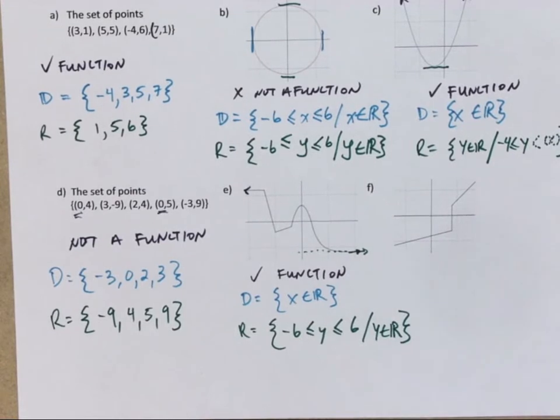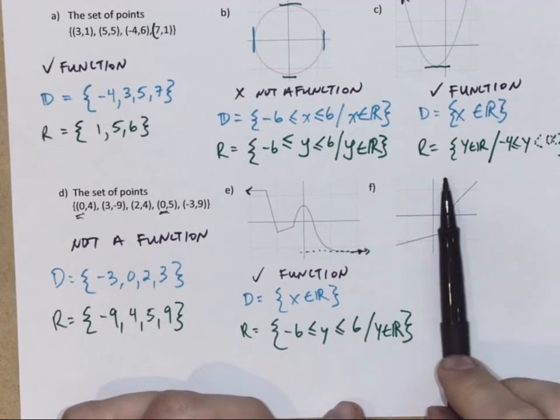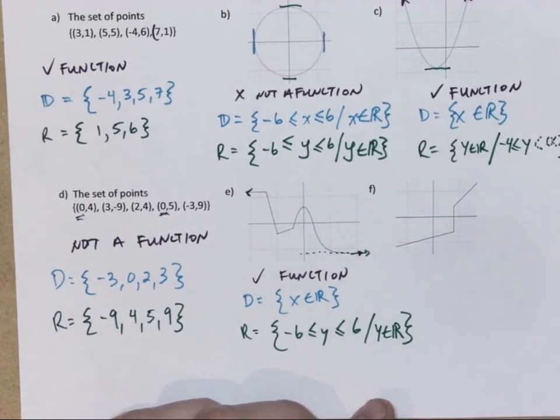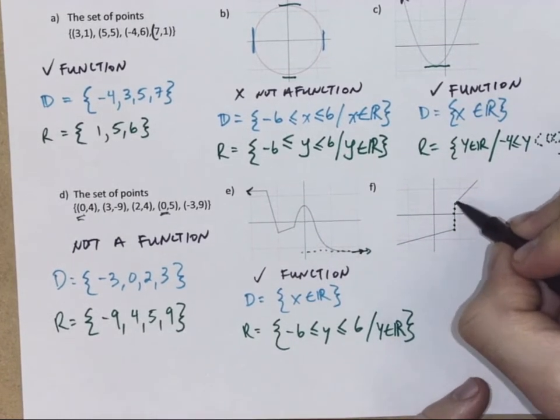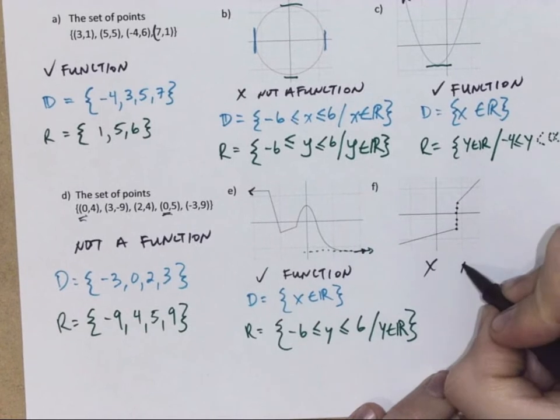For f, vertical line test, all of a sudden we actually have a vertical line, which means when x is 4, y is every one of these points. So it is not a function.